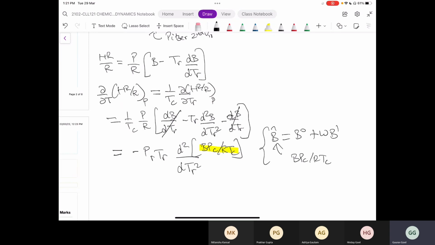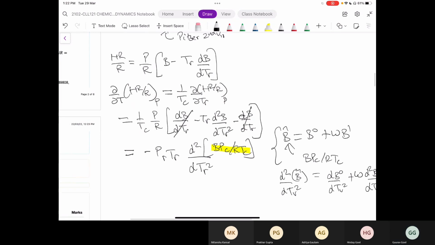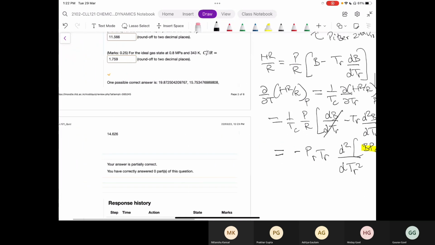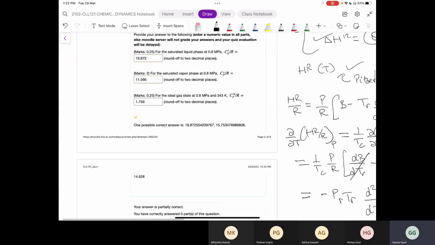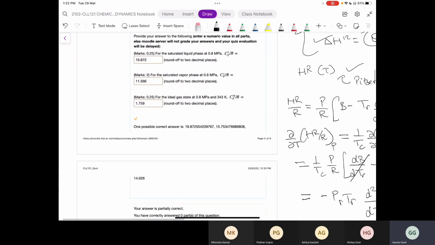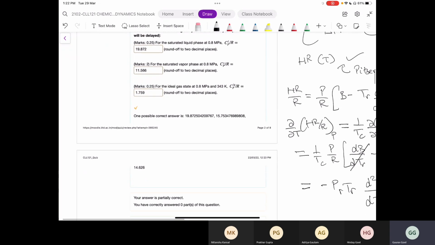And now it's a simple thing. So if I need double derivative on B hat, it will be a double derivative on B naught. Omega is constant, double derivative on B1. So this is the formula you have to use to get to your answers. And the CPL and CPIG formulas were given, so you just had to substitute in there.